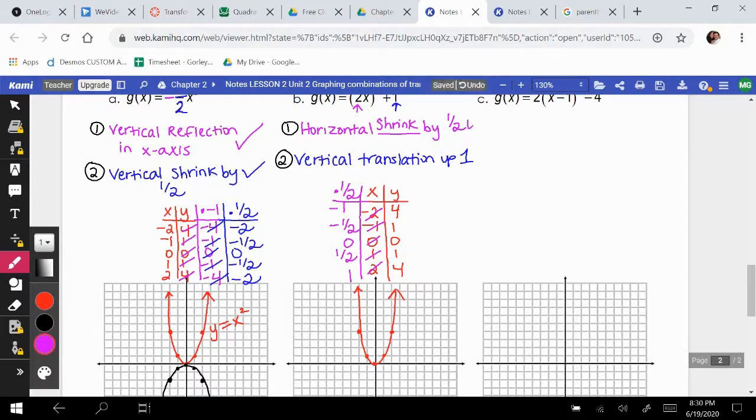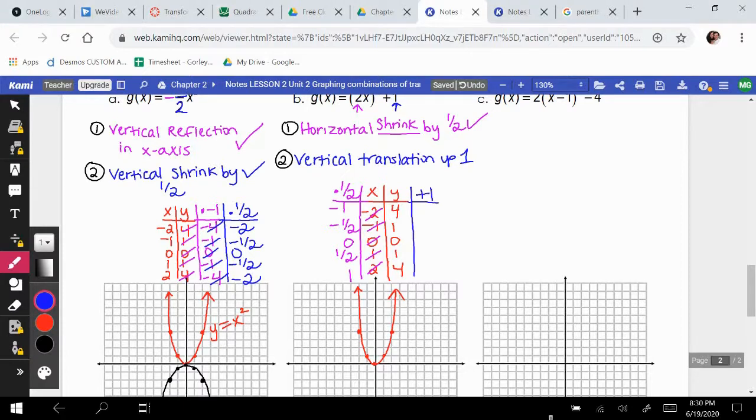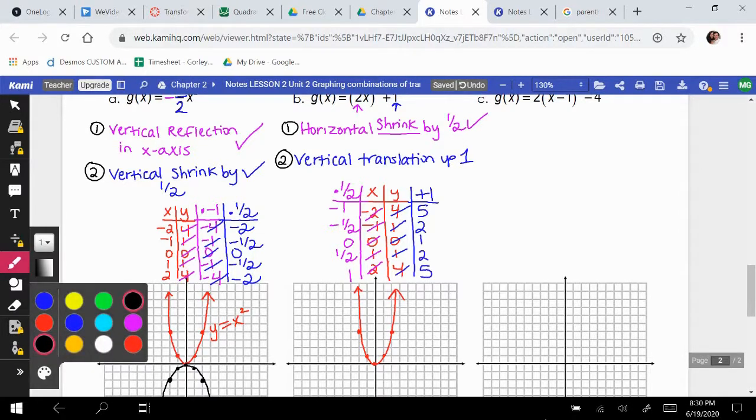Okay, so that's done. And then a vertical translation, up 1. It's vertical, so we're going to change our y values here. We're going to add 1. 4 plus 1 is 5. 1 plus 1 is 2. 0 plus 1 is 1. We get 2 and 5. I'll graph this in black. -1, 5. -1/2, 2. 0, 1. 1/2, 2. And 1, 5.